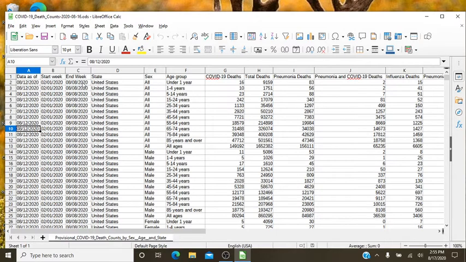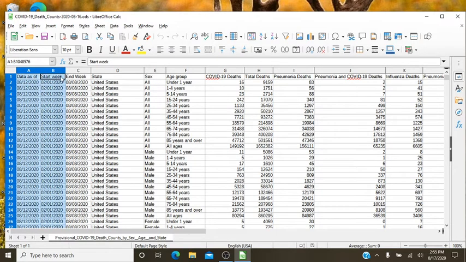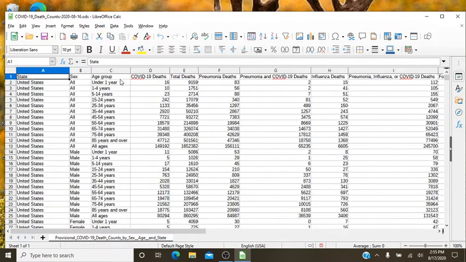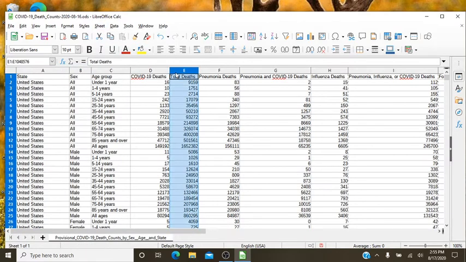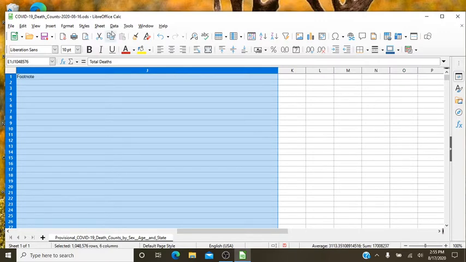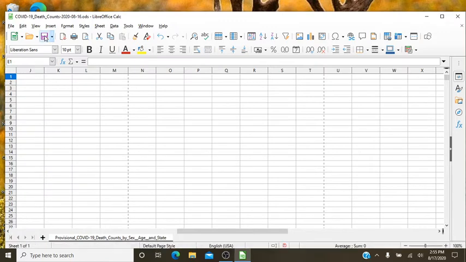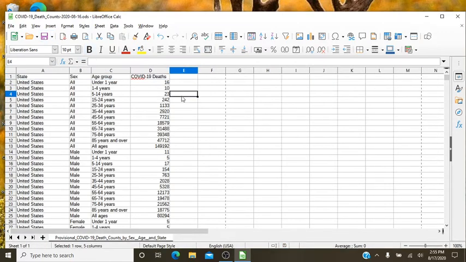Okay. So the first thing we do, we're going to get rid of all the columns that we don't actually need. Since we know the date range of the report, we're okay. I'm not interested in total deaths. I'm only interested in COVID-19 deaths. Do a save. Come back home. Now we could do something here.